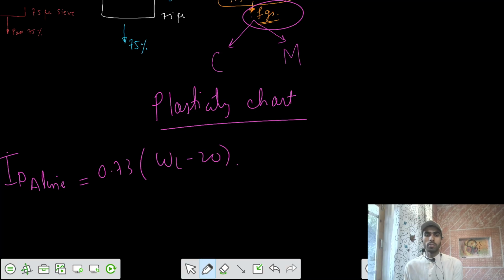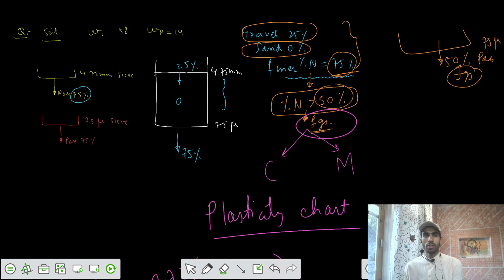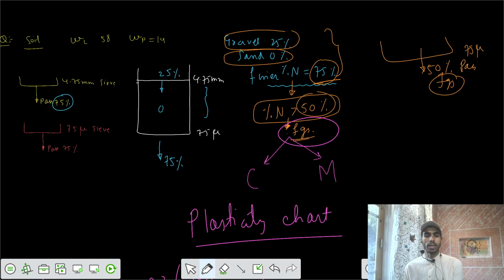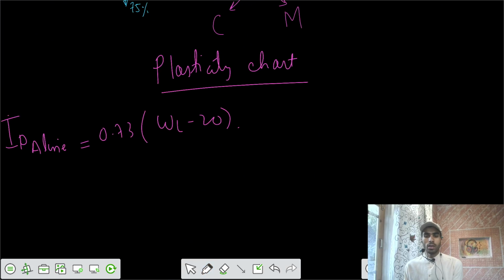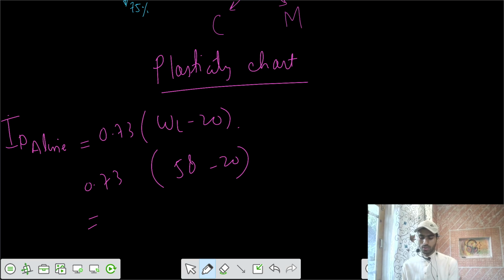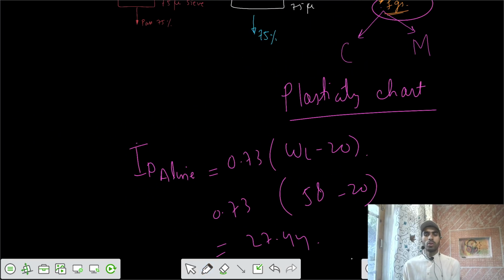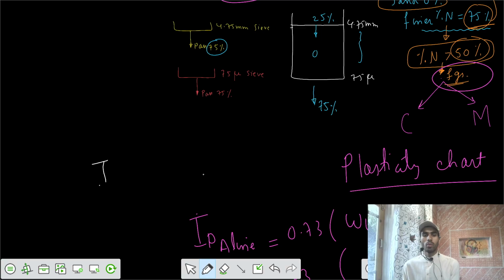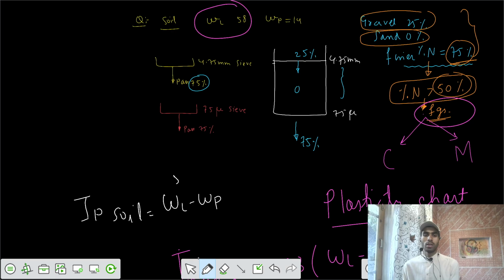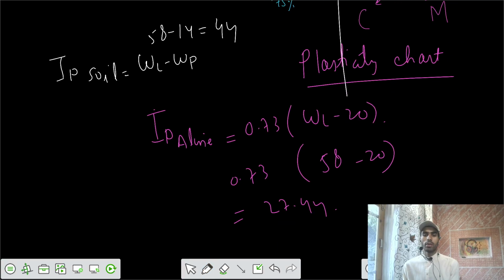Liquid limit minus 20. What is the value of liquid limit given to you? That's 58. Your liquid limit for the soil is 58. We can write 58 minus 20, into 0.73. What does that value come to? 27.44. And what about the IP of the soil? That is liquid limit minus plastic limit. 58 minus 14, what is that value? 44. So your 44 is actually greater than 20.